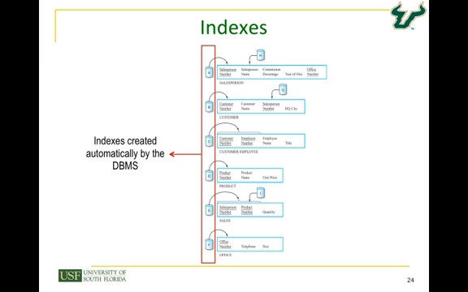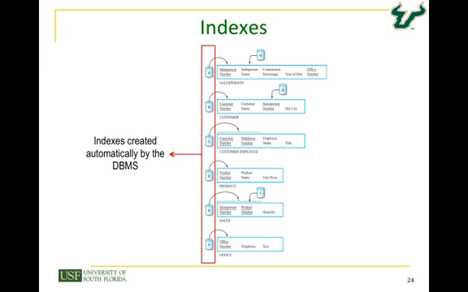So here's an example of a bunch of tables. The indices in red are the ones that the DBMS creates for us because those are the primary keys. So like I said before, the database or the DBMS is going to create indices for you based on your primary keys.